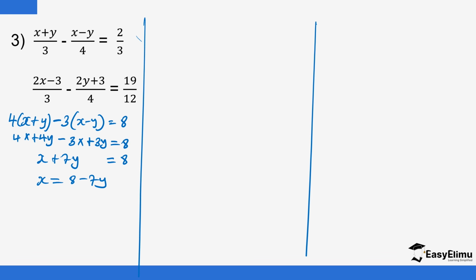So you try and simplify the second equation again, multiply all through by 12. So 3 goes into 12 4 times. So now I have 4 into 2x minus 3, minus 4 goes into 12 3 times, 3 into 2y plus 3.